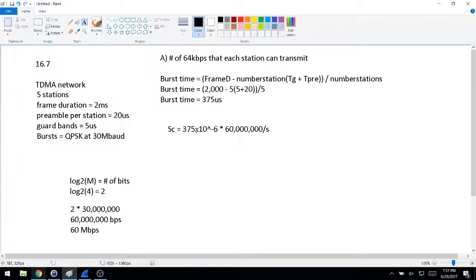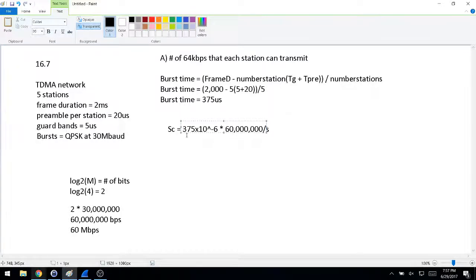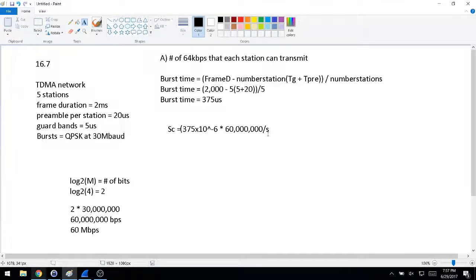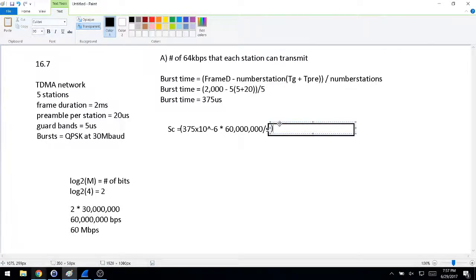But this formula isn't quite complete yet, because we're limited by the fact that our frame duration is only so long. Our frame duration is only 2 milliseconds. And so we have to divide by the frame time. My units are going to get a little bit messy here, but this is basically telling us, divided by 2.